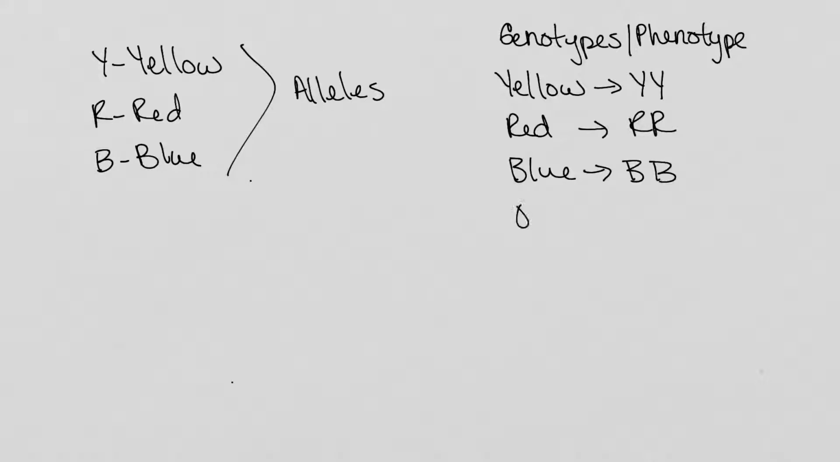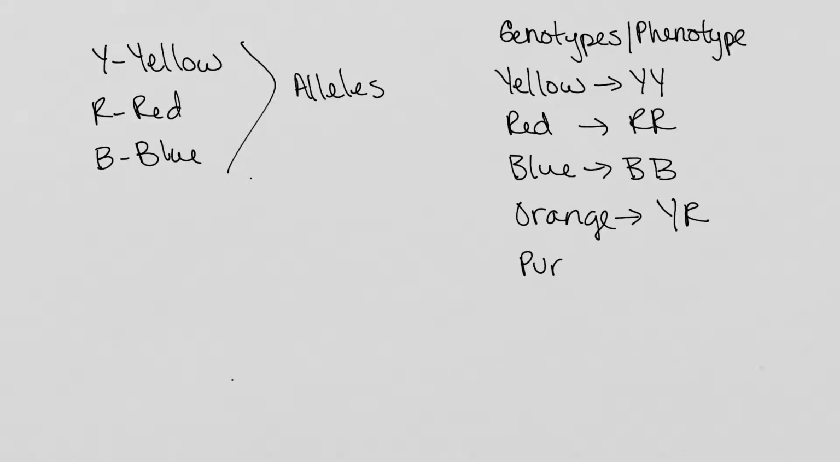Now we also have some orange individuals. The orange get 1 copy of yellow and 1 copy of red, and that's what makes them orange. There are some purple individuals. The purple get 1 copy of red and 1 copy of blue. And then we also have green. The green individuals have 1 yellow and 1 blue. Okay, so that's where the different alleles are coming together to make the different phenotypes or genotypes that you see in the simulation.